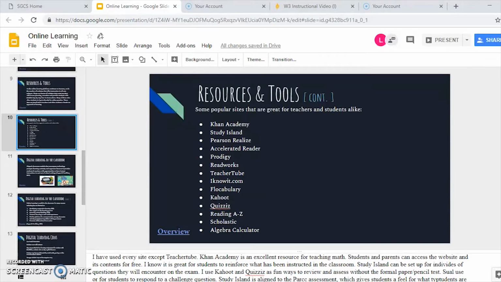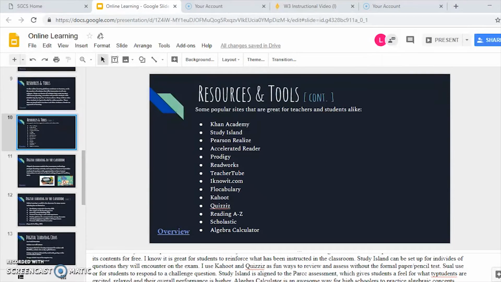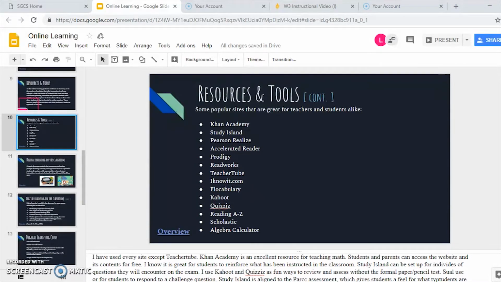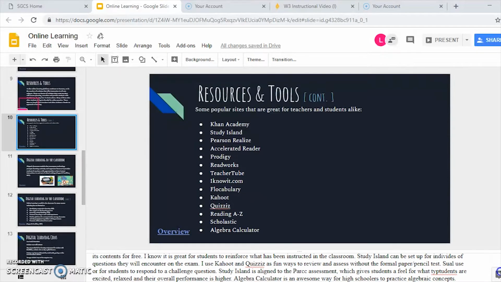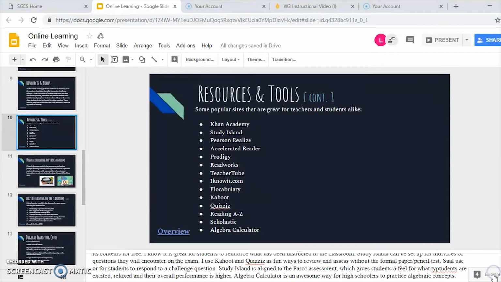Study Island can be set up for individual use or can be set up for students as challenge questions. Study Island is also PARCC aligned, which is a great tool for students because it allows them to know the kind of questions they will encounter on the exam. I also use Kahoot and quizzes as fun ways to review and assess without the formal paper and pencil test. Algebra Calculator is an awesome way for high schoolers to practice algebraic concepts.